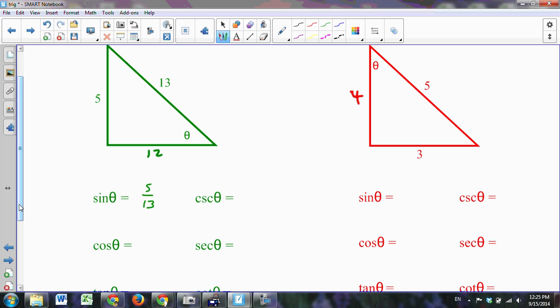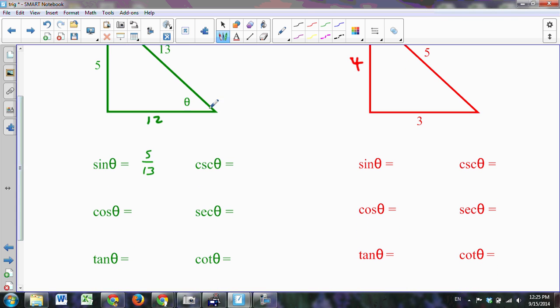The cosine of theta, there's theta, is going to be the adjacent over the hypotenuse, 12/13. And you might want to pause the video and check yourself on these and see if you get them right. That'd be my suggestion. The tangent of theta is opposite over adjacent. Opposite over adjacent, 5/12.